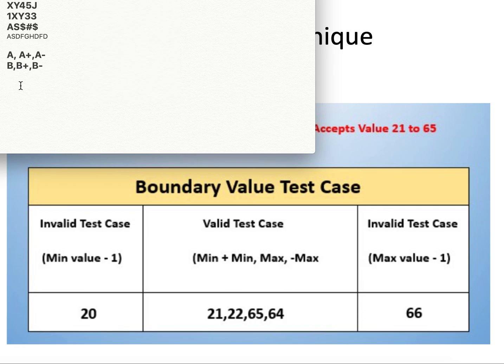Suppose a range of values is, I'm giving one more example, between 2 and 6. The test data will be 2 minus 1, which is 1, then 2 plus 1, which is 3. That is one boundary. Then the other boundary is 6 minus 1, which is 5, then 6, and then 7. That's all about boundary value analysis.